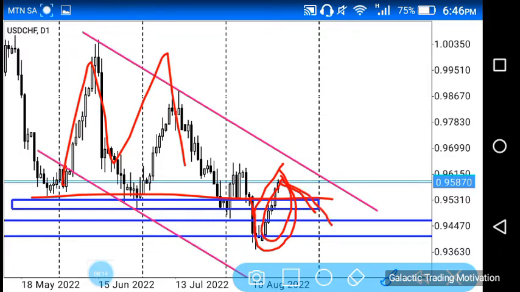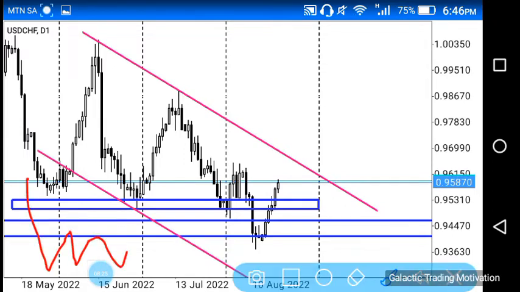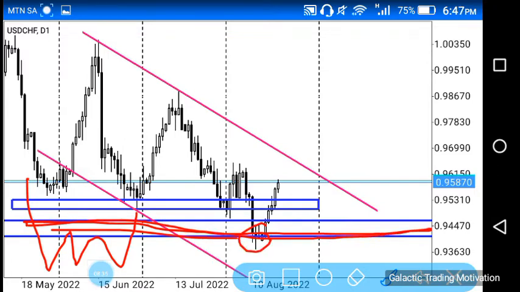Nonetheless, we need confirmation. I'm not saying that we should be selling at this point. We need confirmation, but just also keep in mind that we have that pattern at the bottom that we spoke about in the bigger time frames, and I said that the neckline of that inverted head and shoulders pattern is at this point, and that we should be looking for buying opportunities.